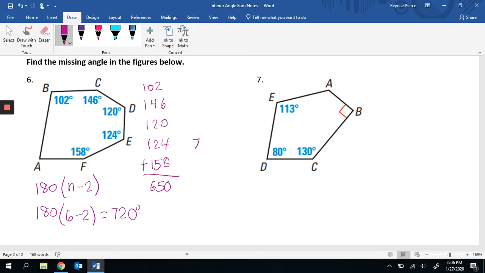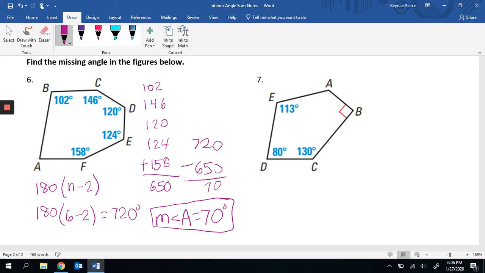And so to find out what's left, we take that interior angle sum and subtract what we've used already. So in this problem here, the measure of angle A, that missing angle, is 70 degrees. Okay.